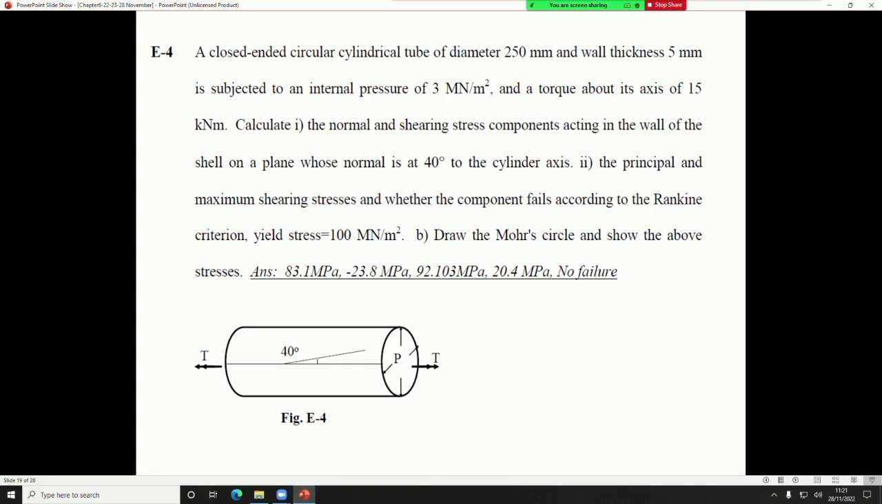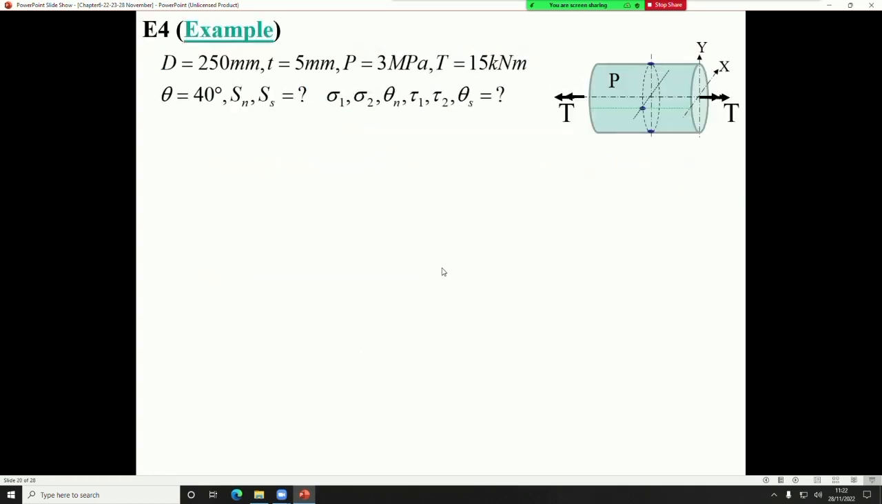Okay, so we just covered... I'm going to solve the first part and the second part of this question for you. We've got a thin-walled cylinder subject to a pressure of 3 megapascals and a torque of 15 kilonewton meters. So I'm going to use the superposition rule: I apply each of those loads individually and then superimpose stress or strain components.